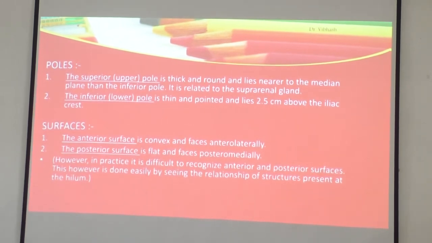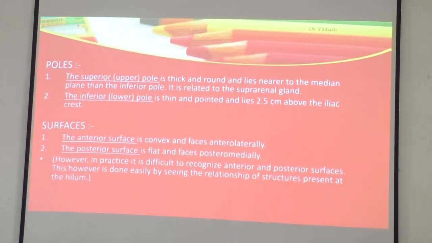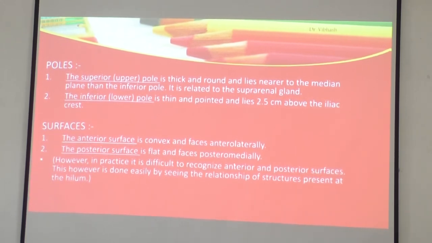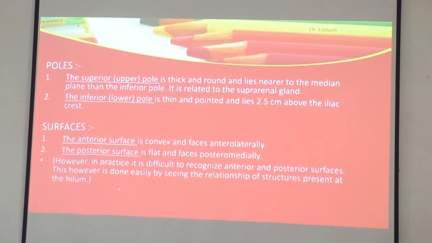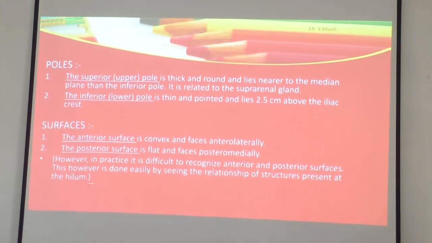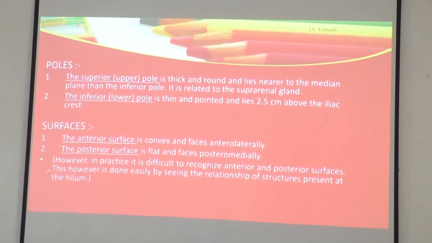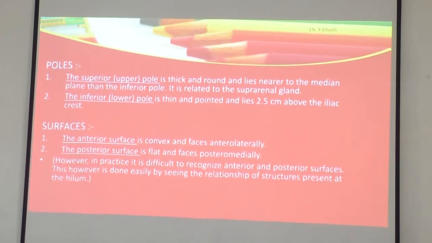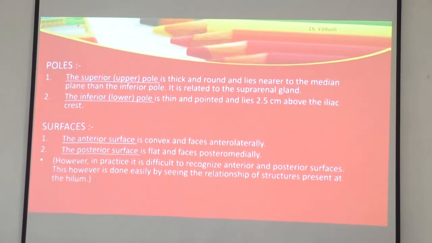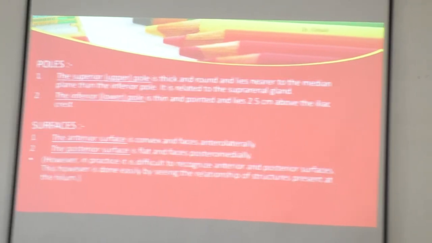See, direction is important to hold the kidneys in anatomical position. So the hilum will be directed slightly forward to place the anterior surface anterolaterally and the posterior surface posteromedially. However, in practice, it is difficult to recognize anterior and posterior surfaces, and this is easily done by seeing the relationship of structures present in the hilum. Okay, the relationship of structures in the hilum is vein, artery, and ureter. The ureter will be most posterior, and you place it like this so that the ureter is not kinked. Okay, understood?